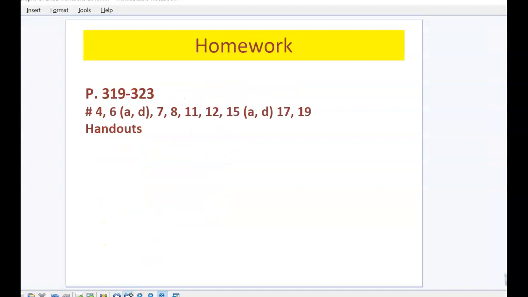All right, so that is the end of section 5.7. So there's your assignment. There's a handout that also goes with this assignment, which I'll give to you in class. So please try those questions. If you have any questions, check the answers on the website.